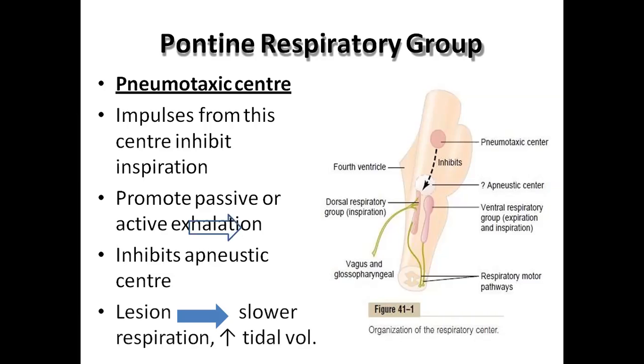And when there are lesions in this pneumotaxic center, what happens? Respiration rate will be slower. So low respiratory activity will be there. That means a breathing problem will be there. The person cannot breathe properly. And that also leads to increased tidal volumes.